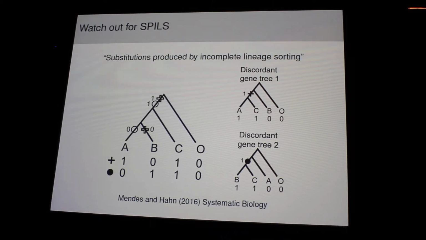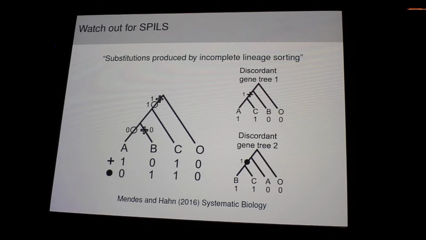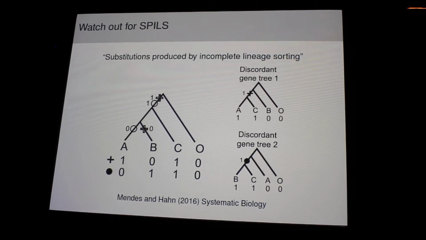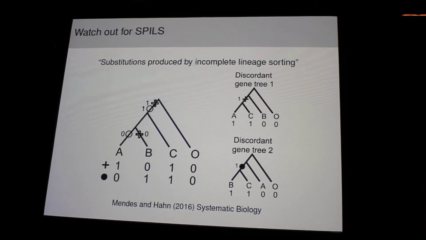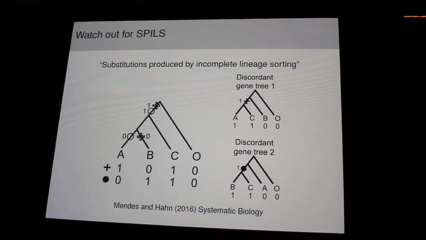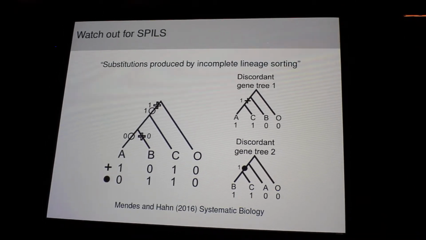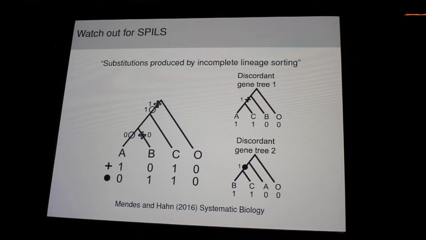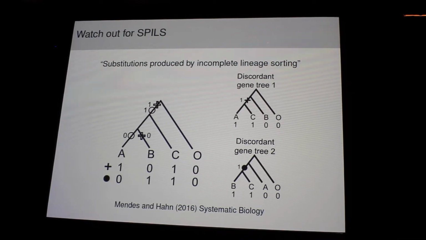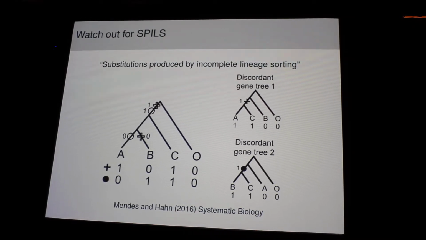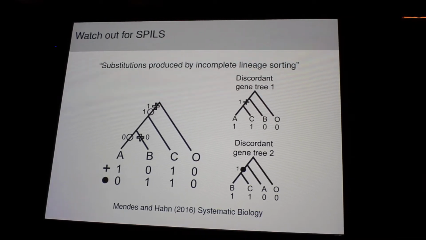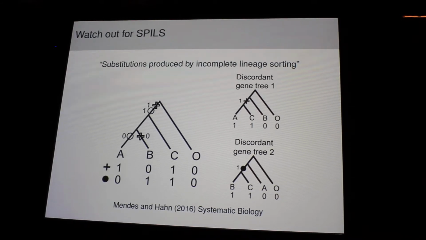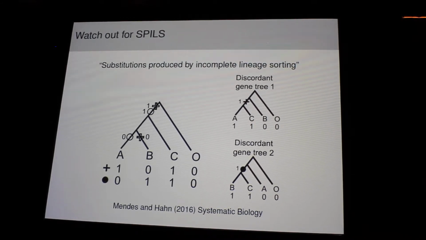And just this year, a new concern with concatenation has been reported, which is spills, or substitutions produced by incomplete lineage sorting. This is the observation that if you have a mutation on a discordant gene tree, if that mutation is in the discordant branch, it has to be explained by multiple mutations on the species tree, which is expected to cause incorrect estimates of substitution rates.